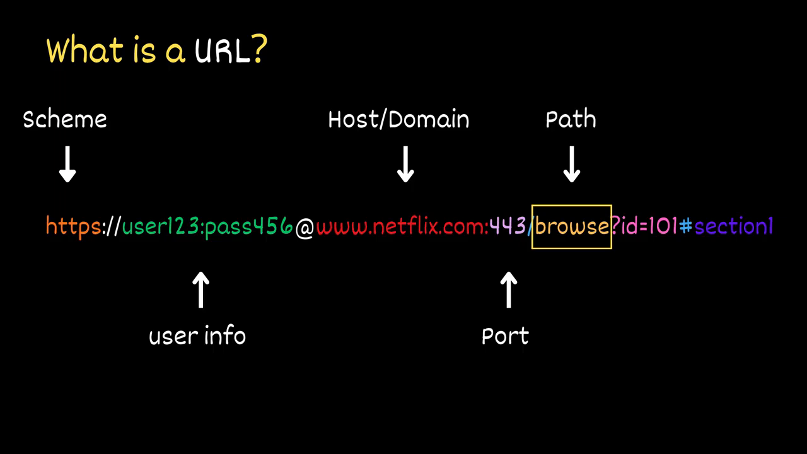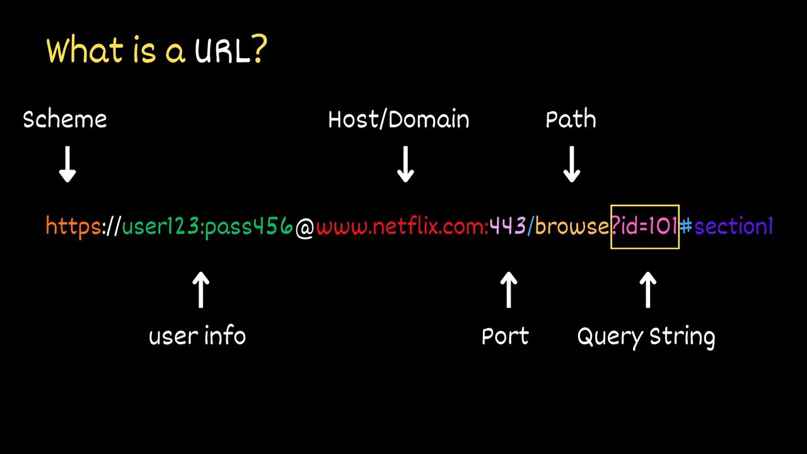The path works like a folder structure inside the website. It tells the server exactly which file, page, or section the browser is requesting. Here, for example, browse is the path to the browsing page that shows available movies and shows. The next part is the query string. This is extra information sent to the server.